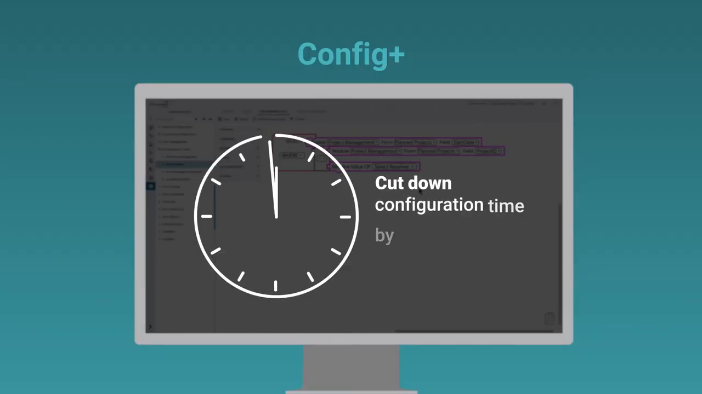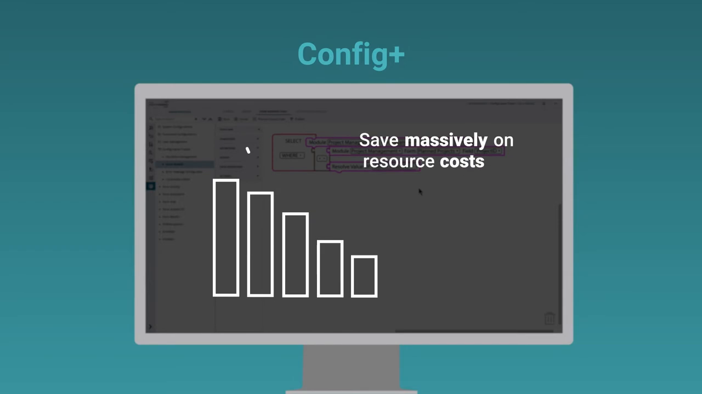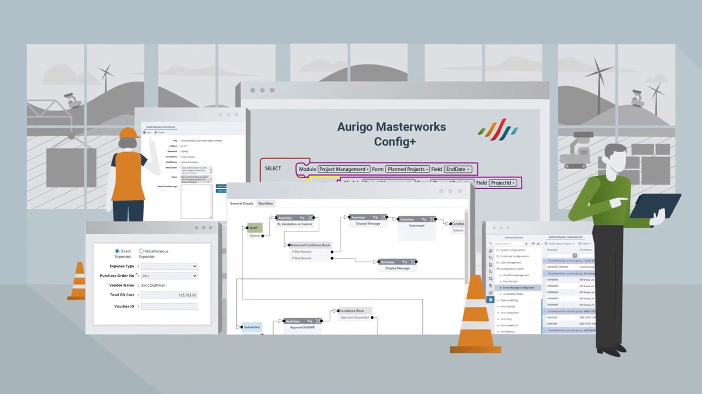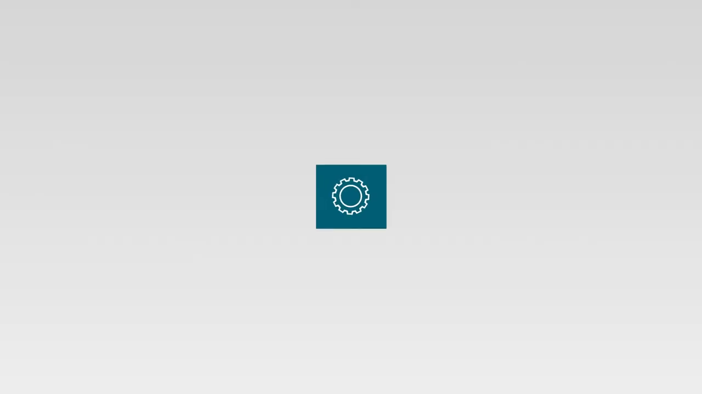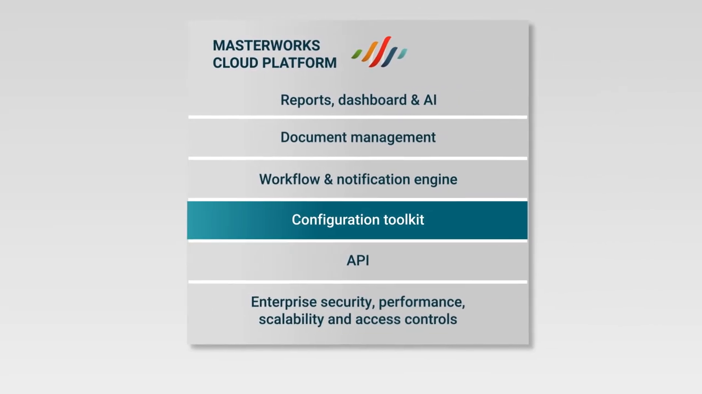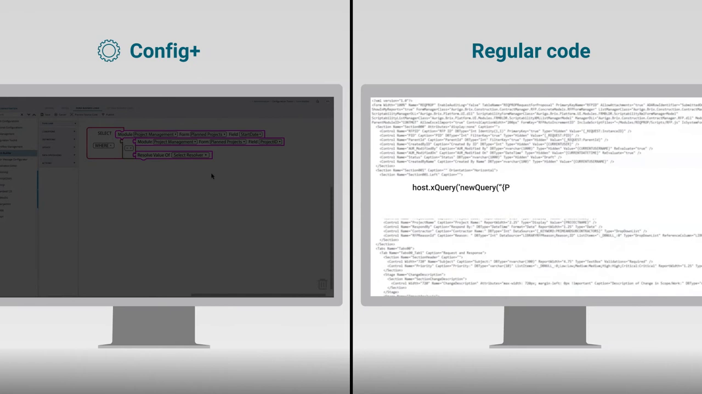Config Plus helps you cut down configuration time by 50% and massively saves on resource costs by empowering business users to configure and maintain Masterworks. This all-new configuration engine strengthens the Aurigo Masterworks configuration toolkit, enabling end users to self-configure even the most complex business logic and data validation rules for the first time.